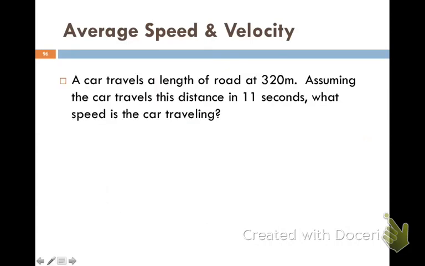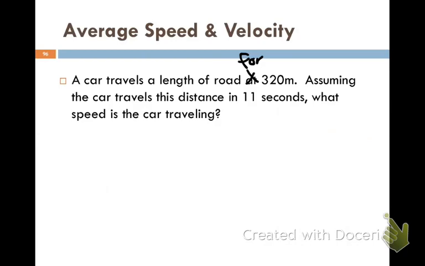All right, so here's an example, and you guys can follow along at the bottom of page 27 on how to go through a problem. So a car travels a length of road of 320 meters. Sorry if it says at. Let me fix that. So that's the distance. Assuming the car travels this distance in 11 seconds, what speed is the car traveling?